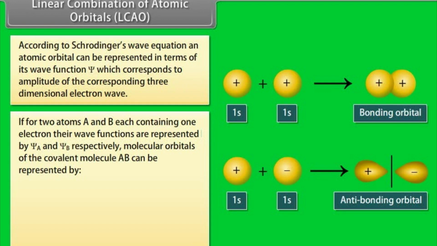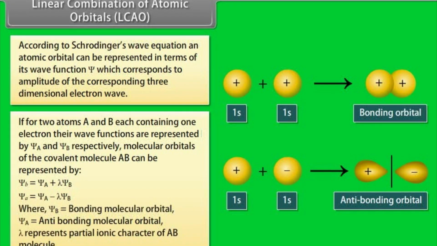Molecular orbitals of the covalent molecule AB can be represented by psi b equals psi A plus lambda psi B, and psi a equals psi A minus lambda psi B, where psi b is the bonding molecular orbital and psi a is the antibonding molecular orbital. Lambda represents partial ionic character of the AB molecule.